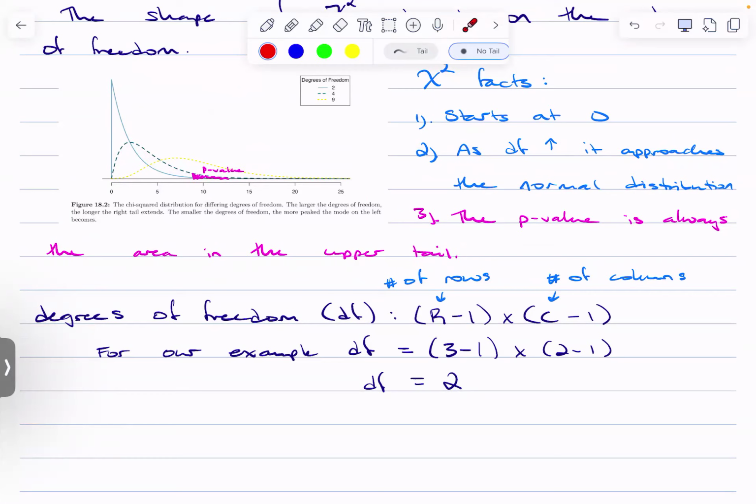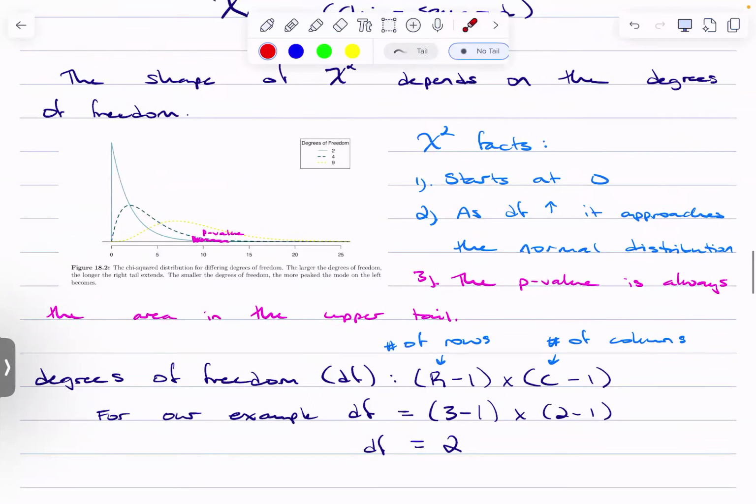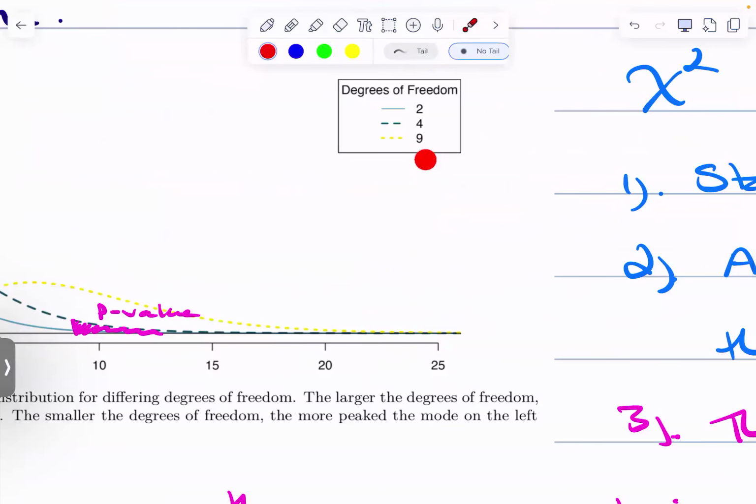2 degrees of freedom. Now imagine, what would your table have to look like to get 9 degrees of freedom? There's a couple of different options. It's actually kind of difficult. You'd have to have a very large table. At smallest, a 4 by 4, or some combination of that. 4 minus 1 times 4 minus 1 makes 9. That's a large table.